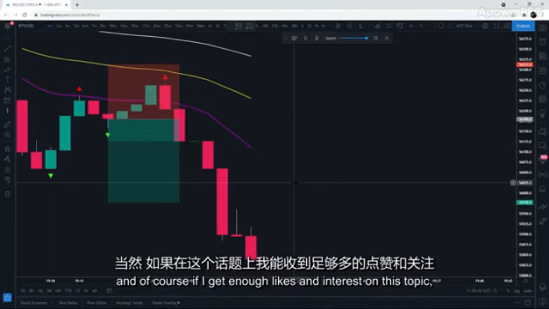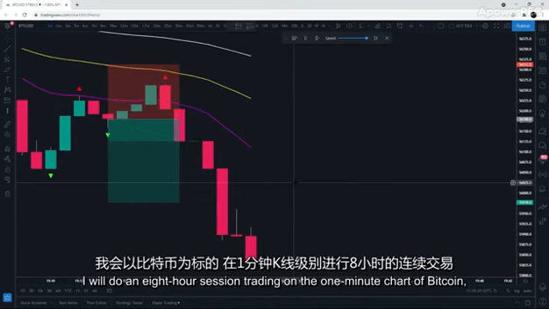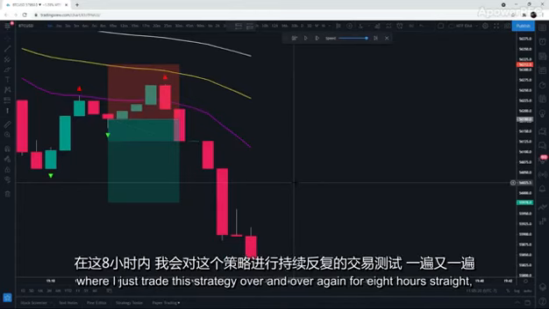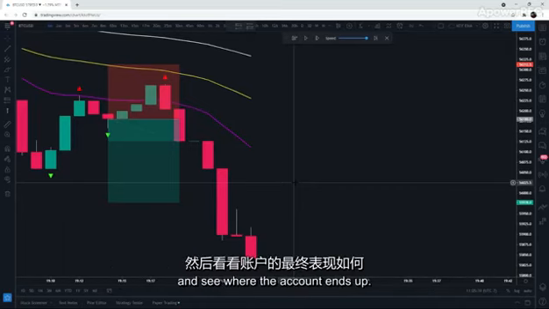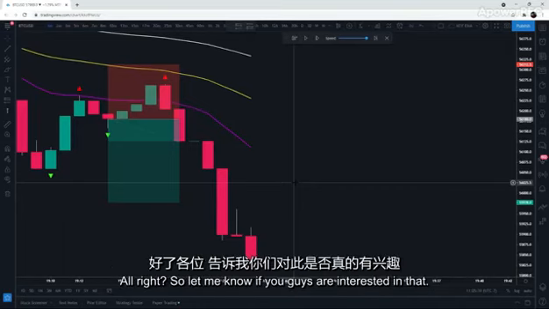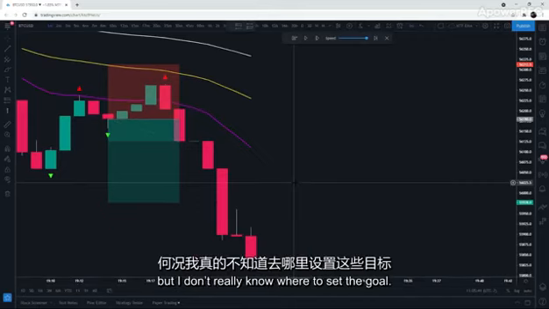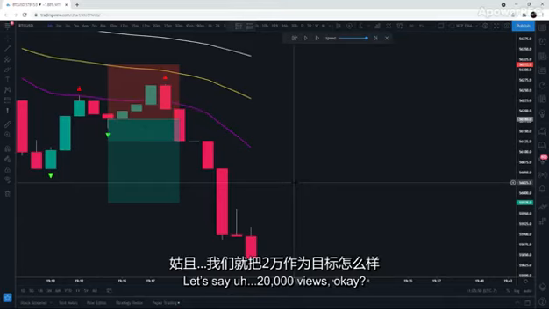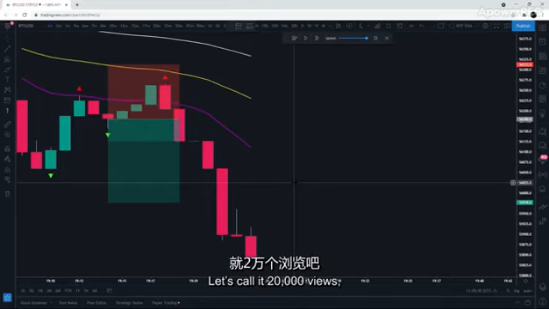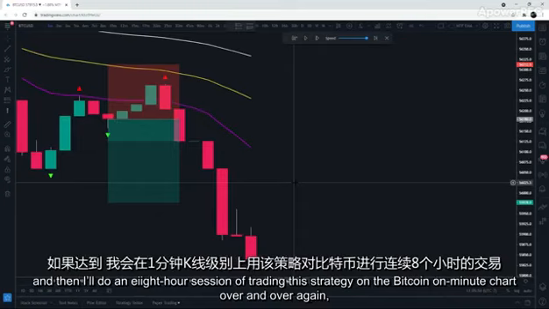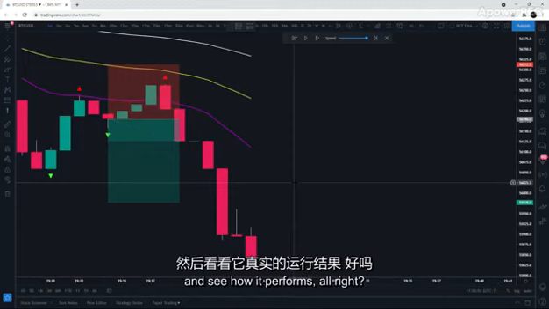and of course if I get enough likes and interest on this topic, I will do an 8-hour session trading on the 1-minute chart of Bitcoin, where I just trade this strategy over and over again for 8 hours straight and see where the account ends up. Alright, so let me know if you guys are interested in that. I don't know if I should set a goal for views or likes or something like other YouTube channels do, but I don't really know where to set the goal. Let's say 20,000 views, okay? Let's call it 20,000 views, and then I'll do an 8-hour session of trading the strategy on the Bitcoin 1-minute chart over and over again and see how it performs.